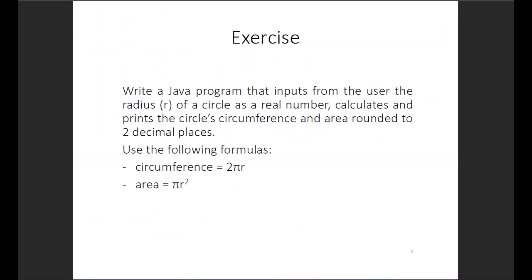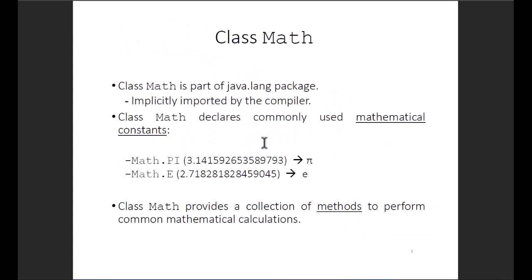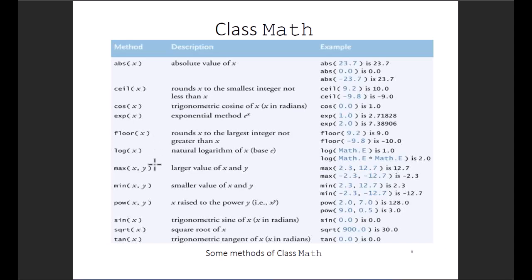Alright, now let me go back to the slides. This was my first exercise, and this is the Math.pi. You see, radius times radius. This is how I use it. Now we know that radius times radius, you can replace it with Math.pow. Now the class Math has a few constant values. These are the ones that you can use. This is the value of pi. Of course, no need to memorize it. You just use Math.pi, and there are several methods you can use.